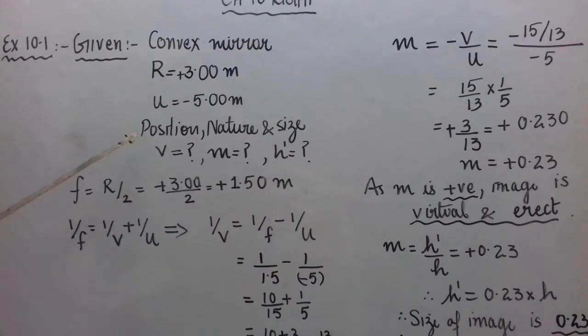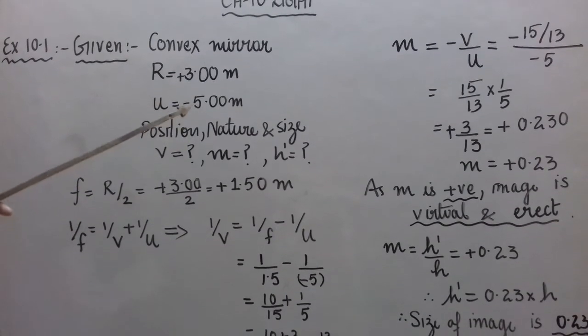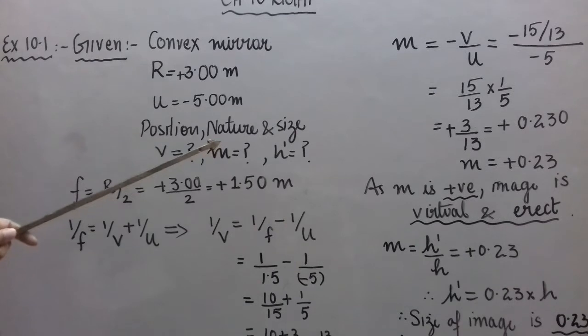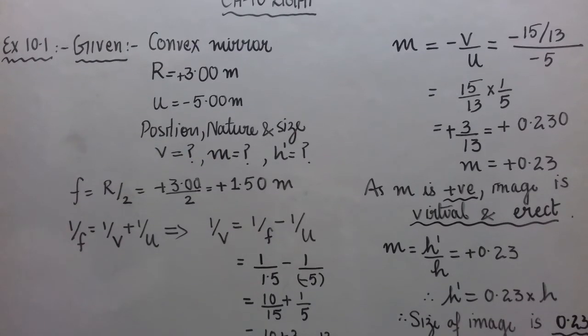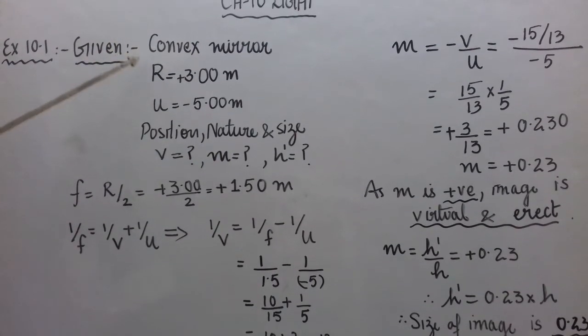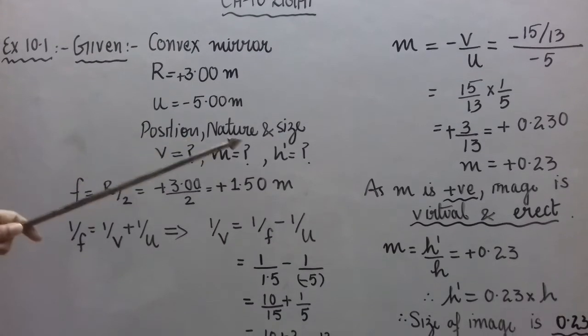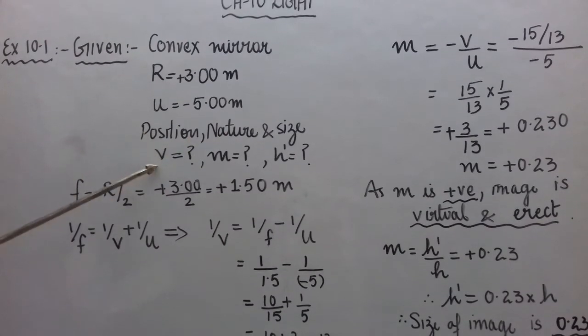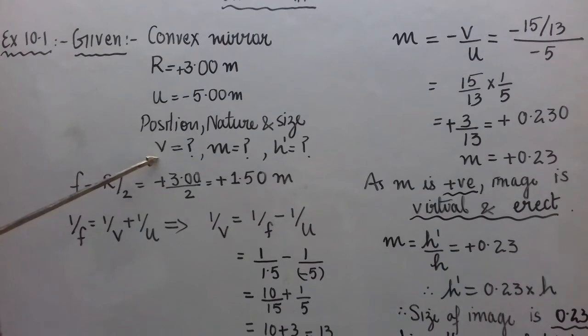Find the position, nature and size of the image. This you have to find out. So after reading the question twice, we should be able to write what is given and what we have to find out. Position means image distance. V you have to find out.